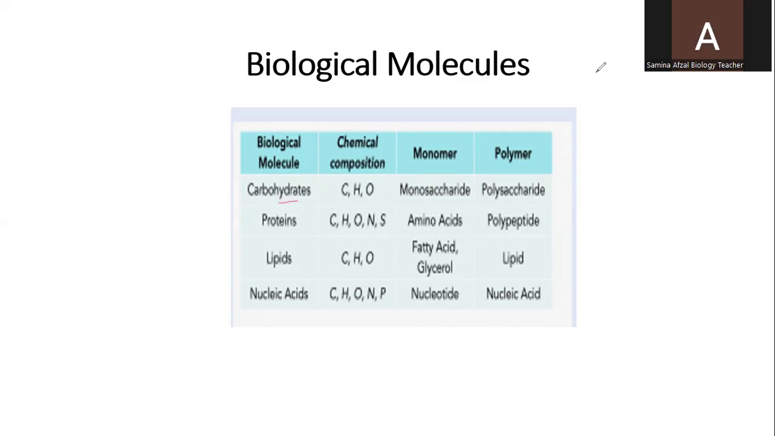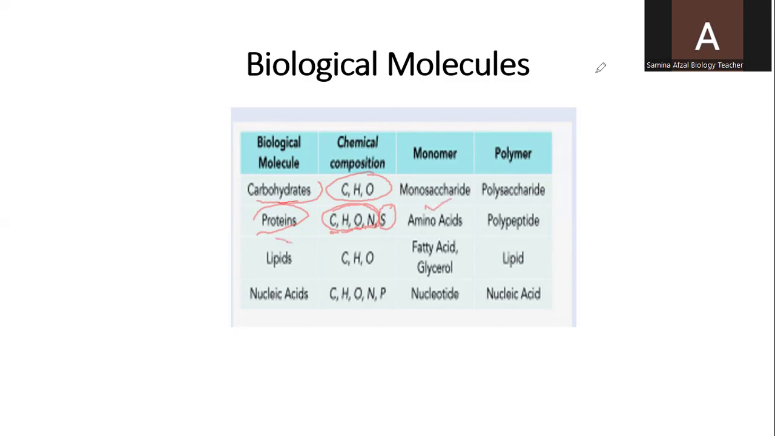Carbohydrates are made up of carbon, hydrogen, and oxygen. It means three elements are involved in the formation of carbohydrates, and their smallest unit, or monomer, is the monosaccharide. The second type of biological molecule is proteins, which are made up of carbon, hydrogen, oxygen, and nitrogen. So these four are involved in its formation, but sometimes sulfur and phosphorus are also present in some amino acids, and their monomers are amino acids.